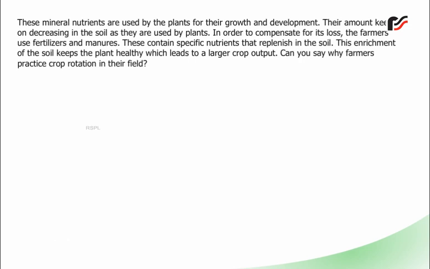These mineral nutrients are used by the plants for their growth and development. Their amount keeps on decreasing in the soil as they are used by plants. In order to compensate for this loss, the farmers use fertilizers and manures. These contain specific nutrients that replenish the soil. This enrichment of the soil keeps the plant healthy, which leads to a larger crop output. Can you say why farmers practice crop rotation in their field?